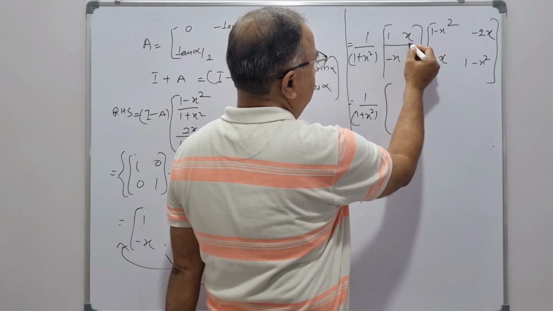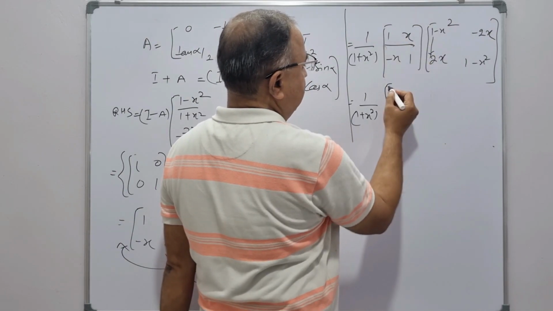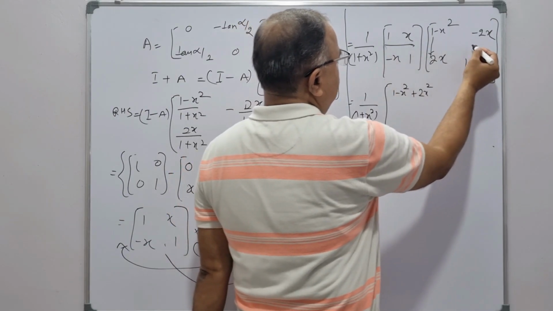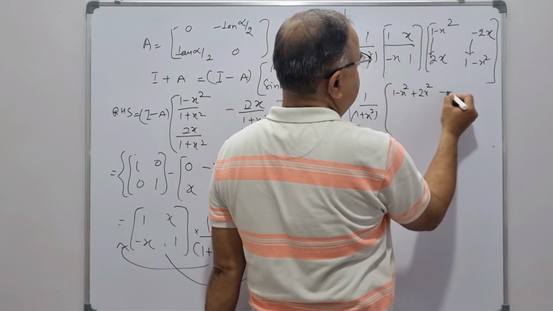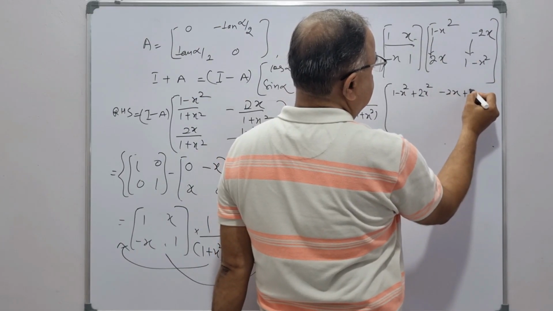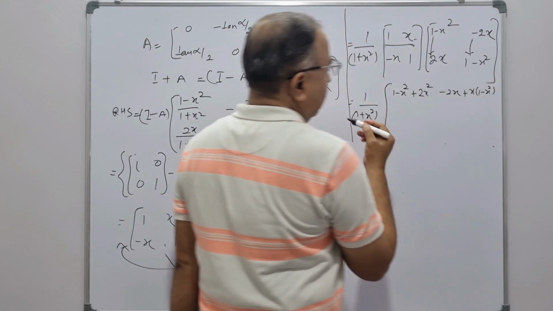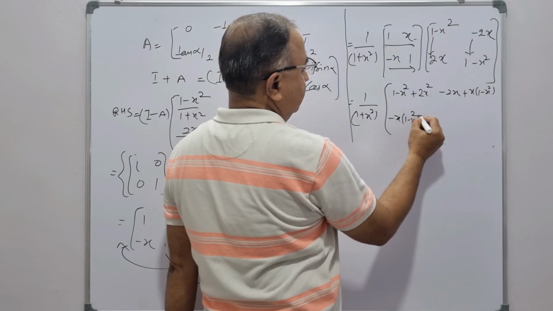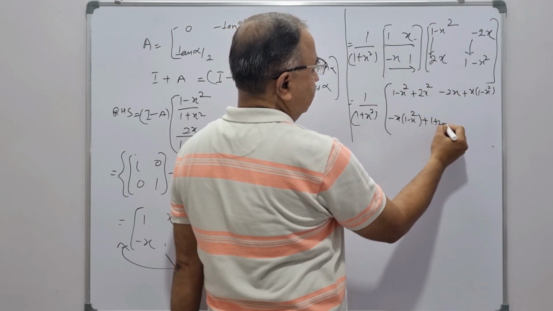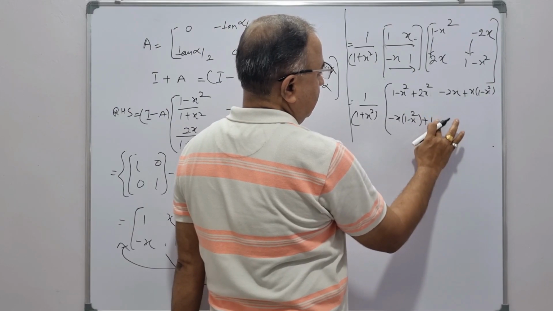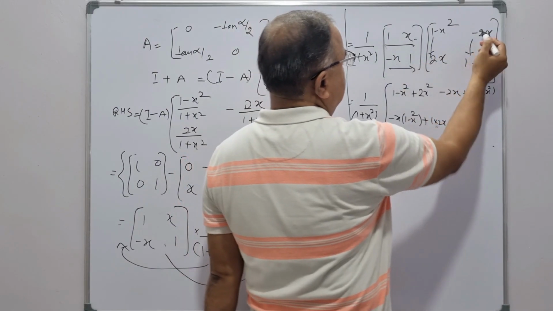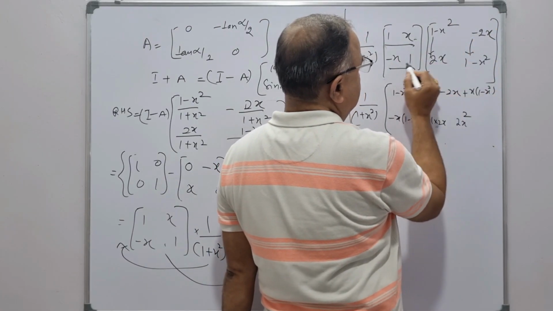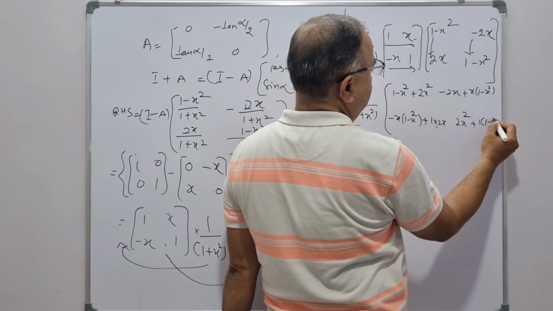Multiplying matrices, first row, first column: first element multiplied by first plus second multiplied by second, 2x square. First row, second column: 1 into minus 2x, it's minus 2x, plus x multiplied by this gives you x into 1 minus x square. Now starting with second row, first column: first row entry by first and second by second, so 1 multiplied by 2x. Now again, second row, second column: minus x into minus 2x gives you 2x square, plus 1 multiplied by 1 minus x square.